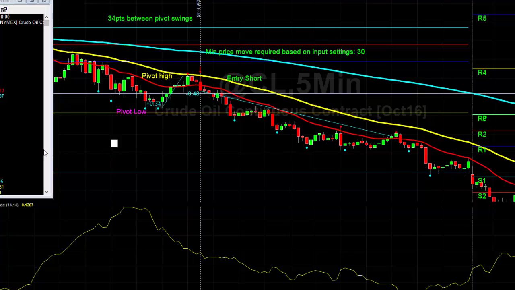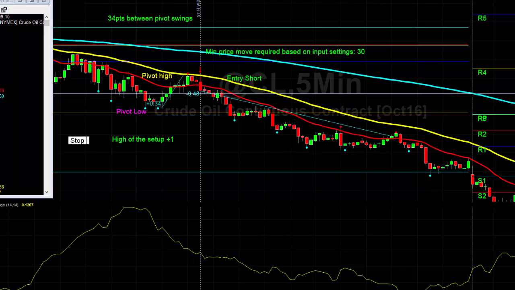You have the high of the setup bar +1, so that'd be the high of the setup bar here +1 point. That would be one of our stops, and that's one of the basic stops. And the other is the initial stop.